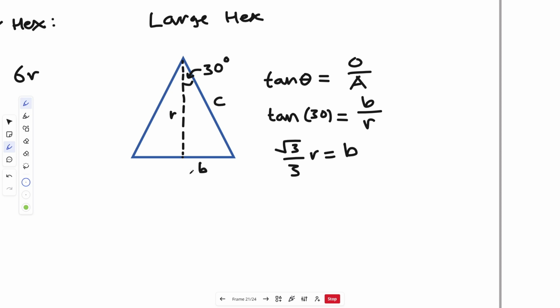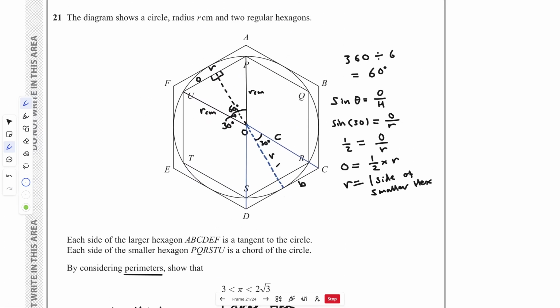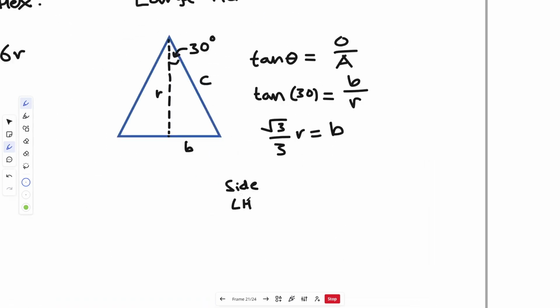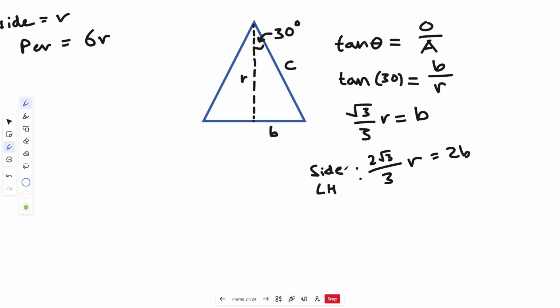But remember, this isn't the value that we're looking for, because if we go back over here to our hexagon, B is just half of one side. So we need to times this by 2 in order to get the full side length. So we can say that the side of the larger hexagon is going to be 2 root 3 over 3 R. So now all we need to do is multiply this through by 6 in order to get the perimeter of the larger hexagon.